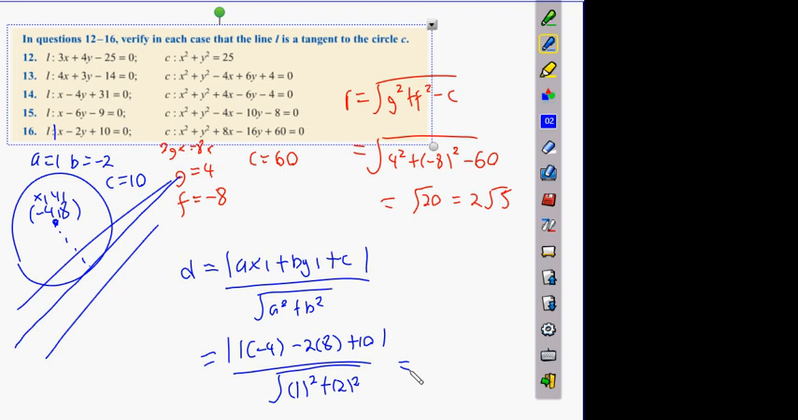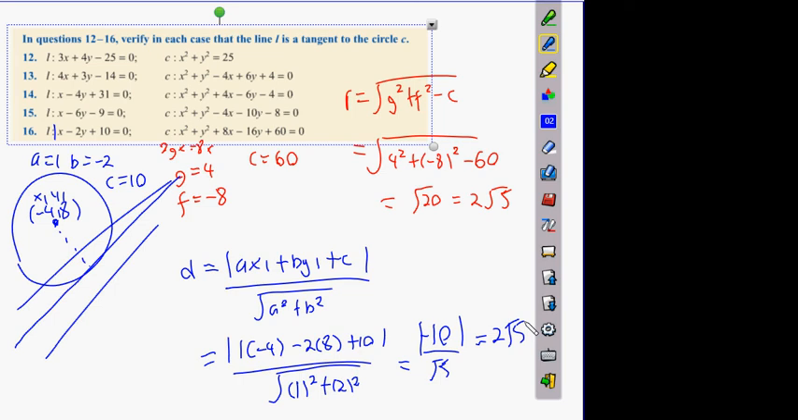Just give me a second with this. Yeah, it's going to be the modulus, minus 10 over root 5. 10 over root 5 is in fact 2 root 5. So, same answer for both of them. Okay, happy enough with that? And that's what you're saying, therefore.